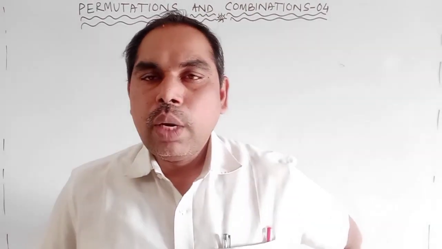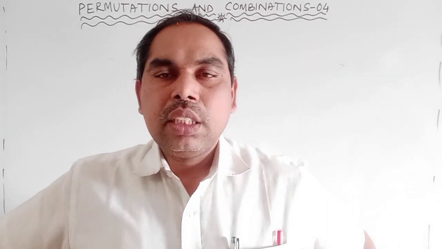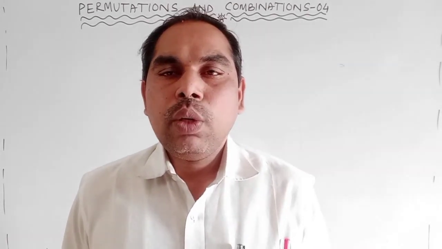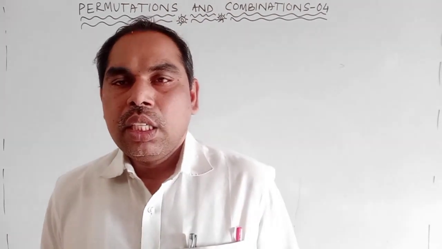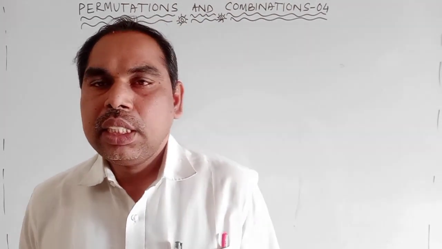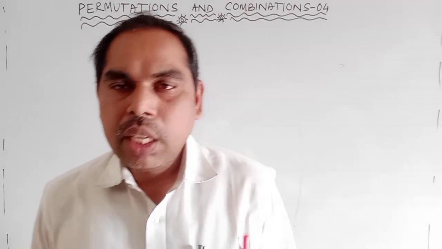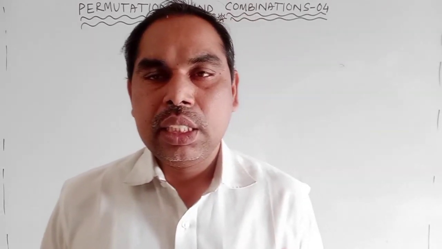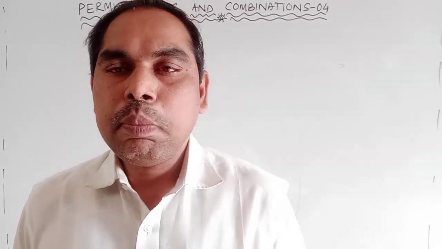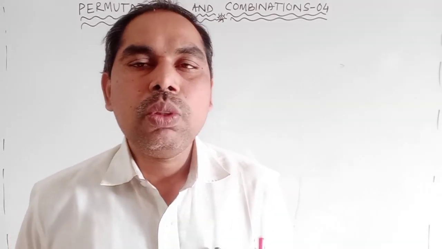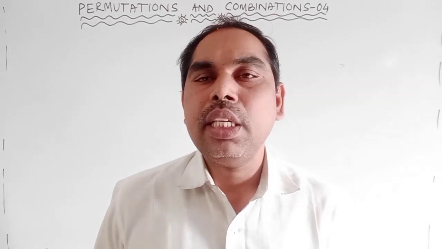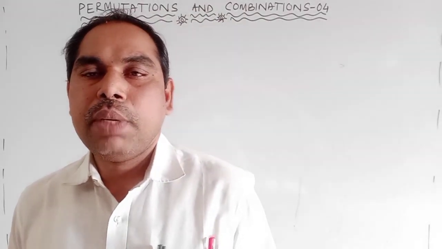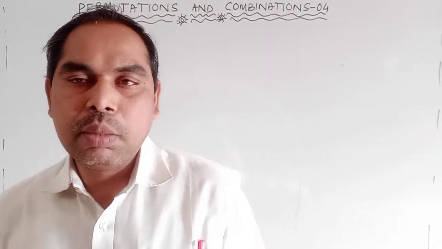Last class we discussed permutation, the simple definition of permutations and notation. Out of n different things taken r at a time, where 1 ≤ r ≤ n, the total number of permutations is nPr = n(n-1)(n-2)...(n-r+1), which also equals n factorial divided by (n-r) factorial.